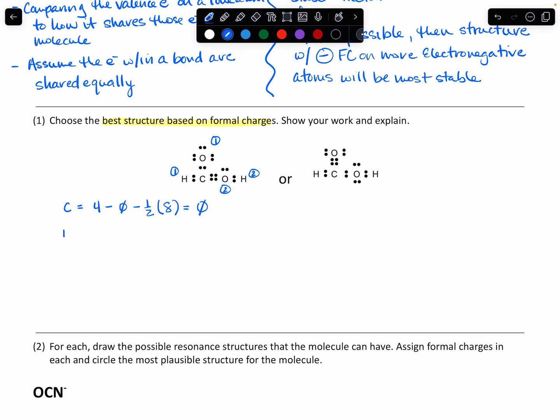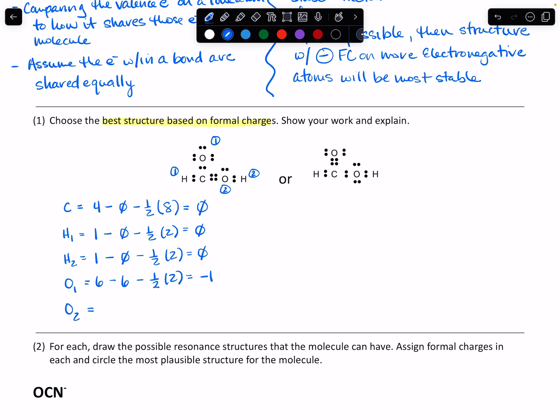Now I'm going to move on to H1, 1 valence electron, 0 lone pairs, 1/2 of the 2 electrons in that bond gives me an overall formal charge of 0. Move on to H2, 1 valence electron, 0 in lone pairs, and 1/2 of the 2 electrons in that bond to oxygen. So a formal charge of 0. Oxygen 1 up at the top, 6 valence electrons for oxygen. Now I've got 3 lone pairs here, so that's 6 electrons, and then 1/2 of the 2 electrons in that bond. So I'm going to get a formal charge here of -1.